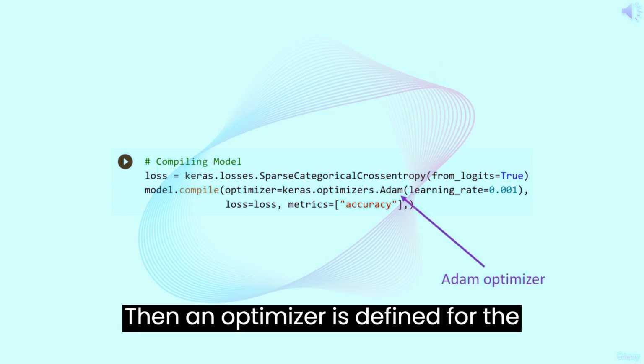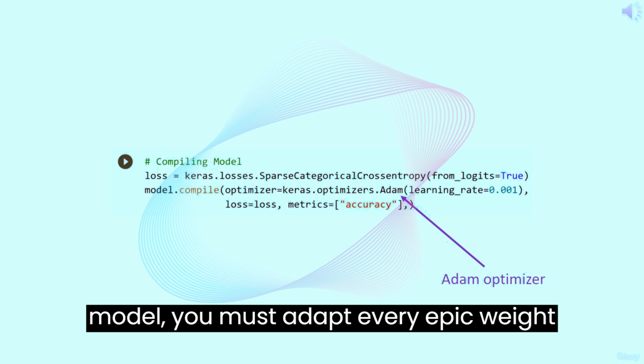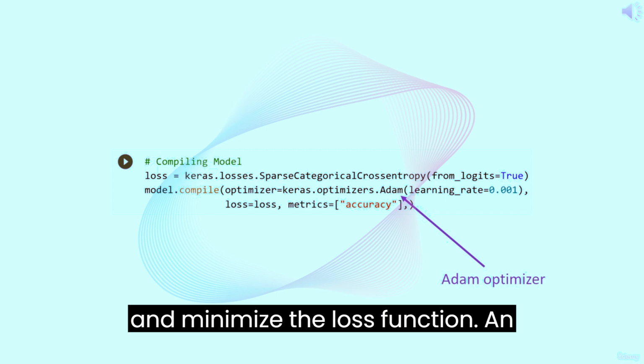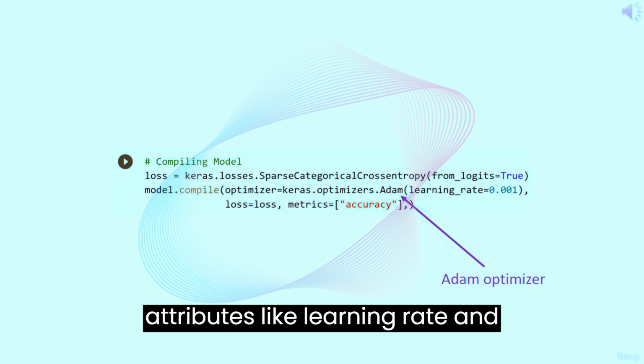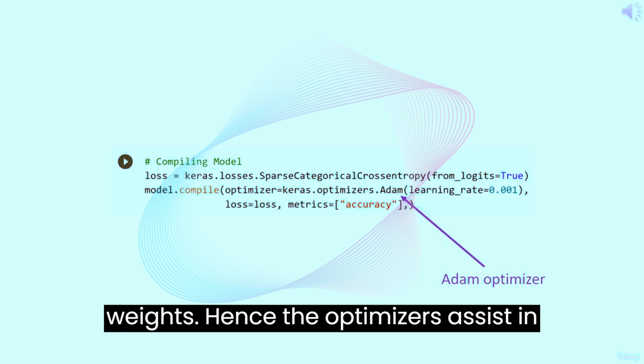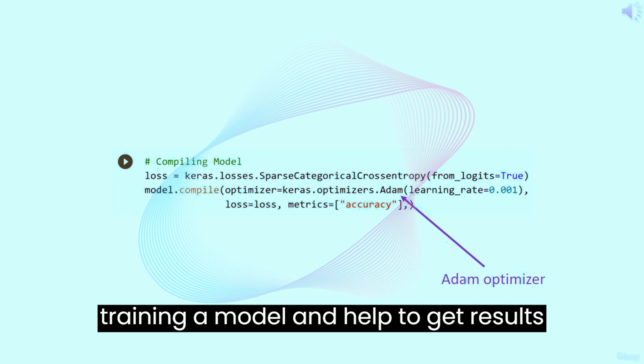Then an optimizer is defined for the model. When training a deep learning model, you must adapt the weights every epoch and minimize the loss function. An optimizer adapts the neural network's attributes like learning rate and weights. Hence, the optimizers assist in improving speed and performance for training a model and help to get results faster.